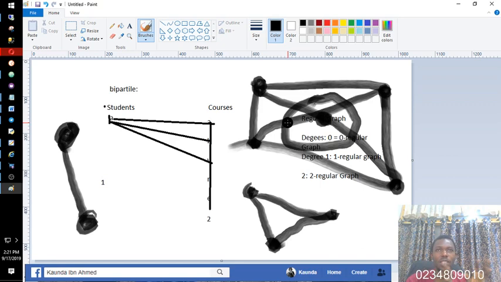And you know, a graph is directed or not directed. There is an arrow, no arrow. That was the second week.